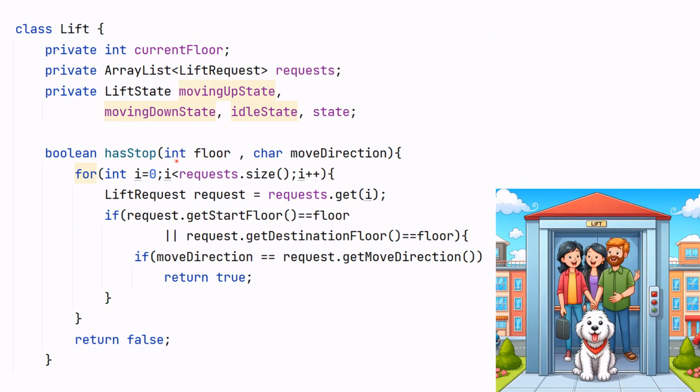Coming to the logic of has stop method in class lift, as we know that a lift only stops at either start floor or destination floor of a request. So we simply loop through all the requests that the lift is serving in the given move direction, and then we return true if any request start or destination floor is same as floor.